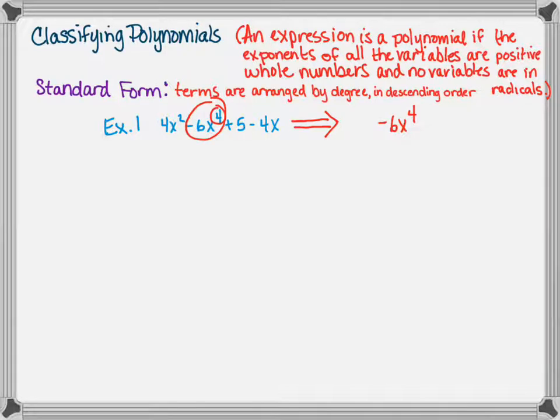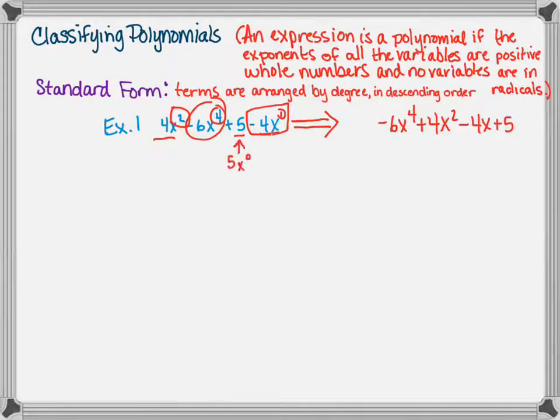Going down, we don't have an exponent of 3, but we do have an exponent of 2. So our next term is 4x squared, and it's positive, so we put the plus. Okay, looking for our next lower exponent. Okay, we have an x, but we have a variable. There is an implied exponent of 1. So we have this term with exponent of 1. And our next term that we would write is negative 4x. Finally, we have our constant term, so plus 5.